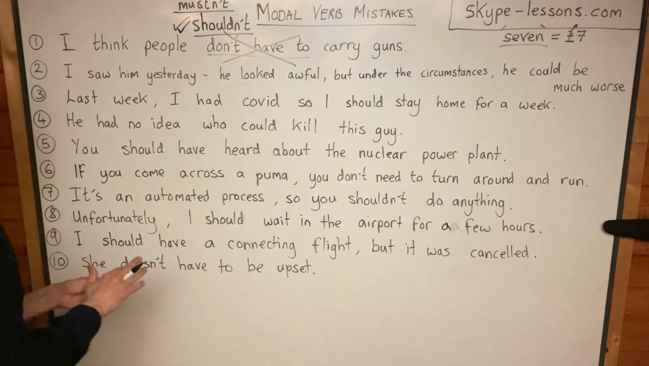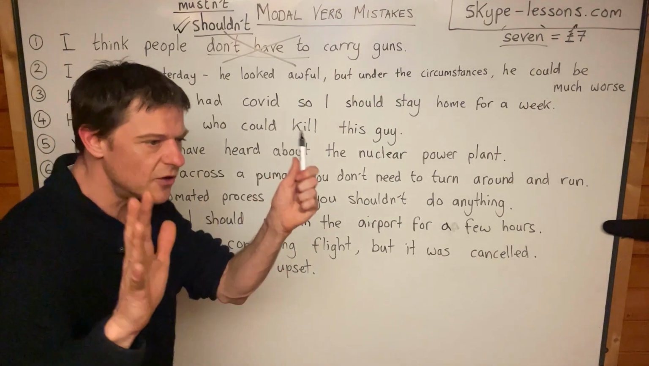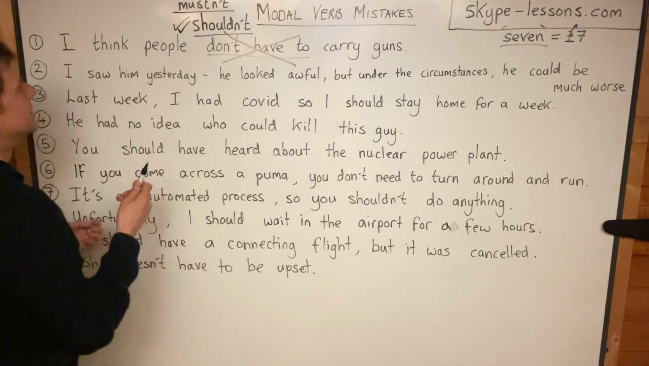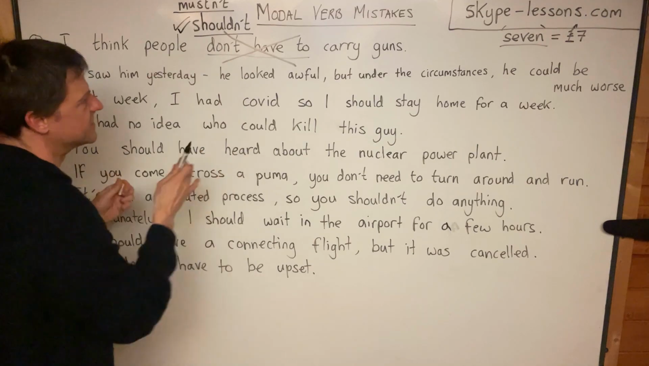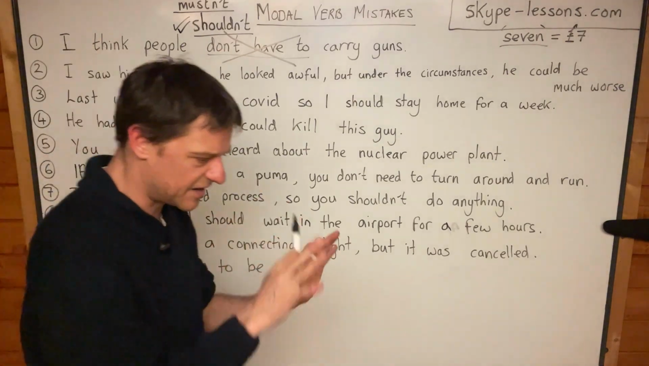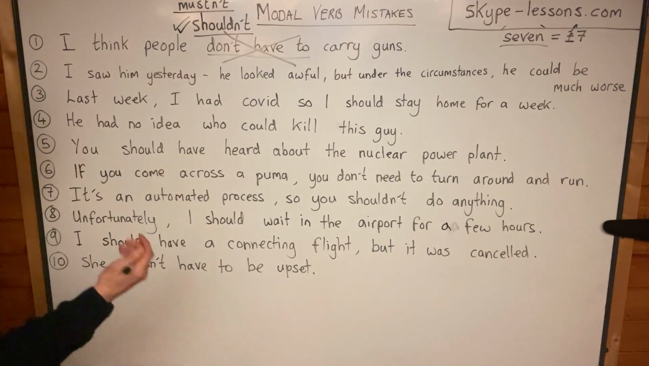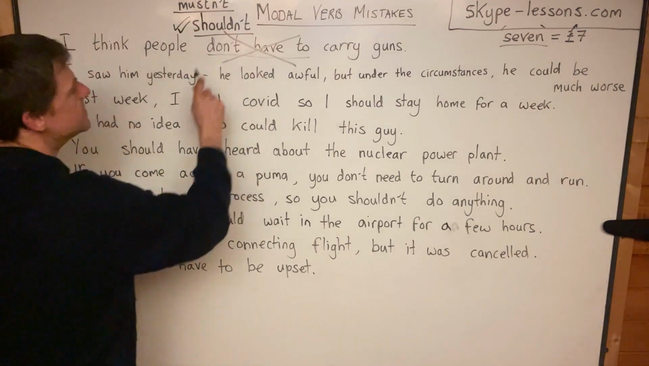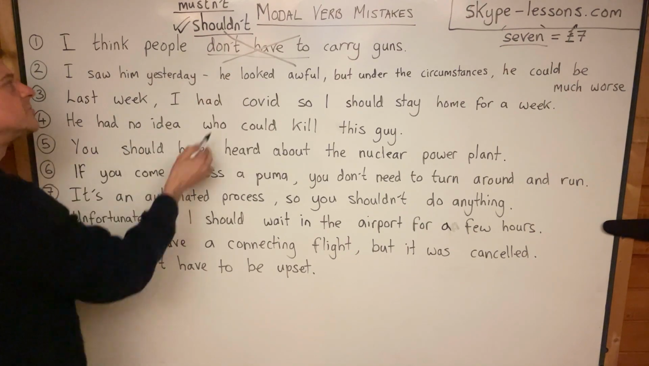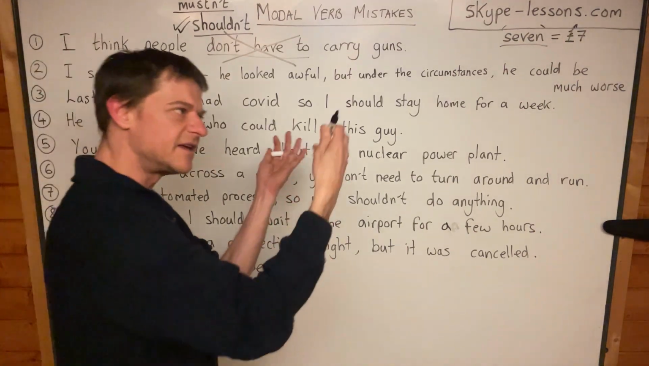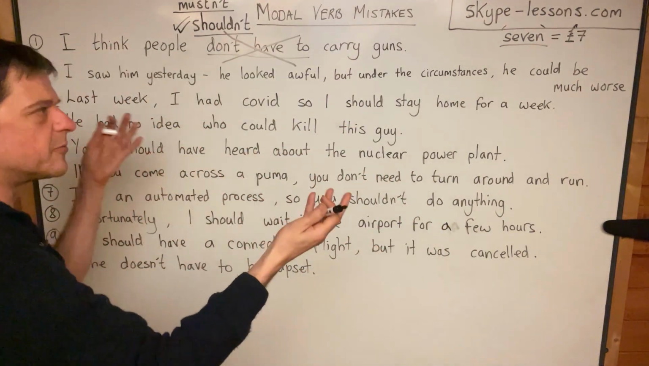If you're saying that it should be illegal, and okay, you might mean that, then you say, I think people mustn't carry guns. I think that they mustn't. It should be against the law. It should be illegal. Okay, so both of those are possible, but I do think shouldn't is most common there, because usually you're saying that you think that it's dangerous if people carry guns.